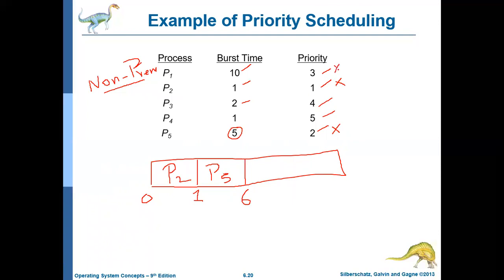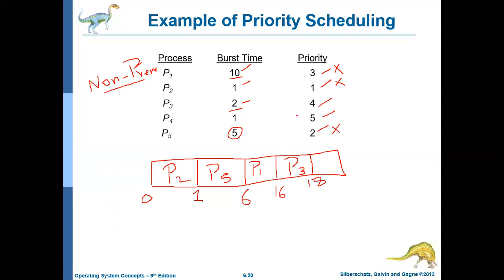So then process 1 will execute for the next 10 milliseconds, that is, from the 6th millisecond to the 16th millisecond it will execute. Okay, then it is finished. Then the control of the processor will be given to process P3, and P3's burst time is 2 milliseconds, so it will execute from the 16th millisecond to the 18th millisecond.